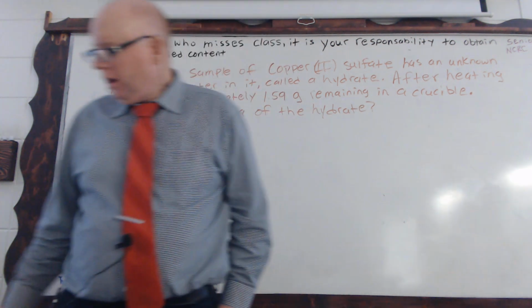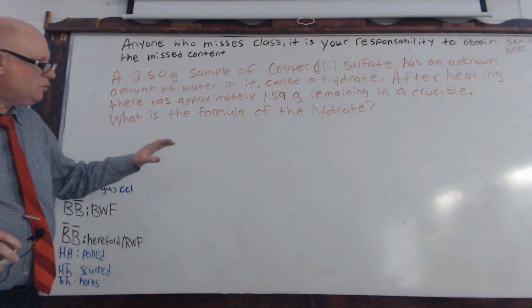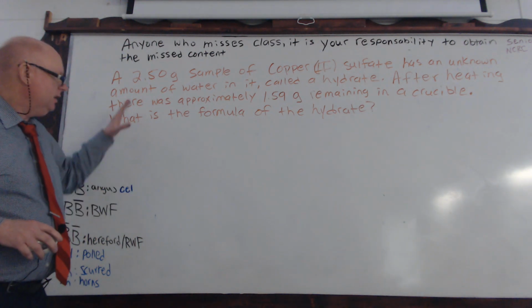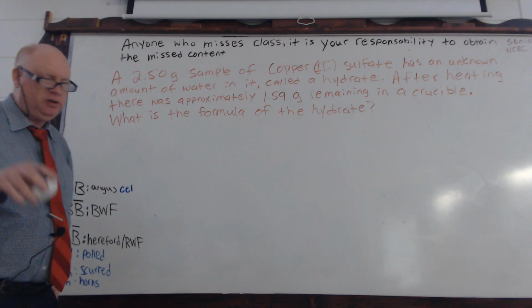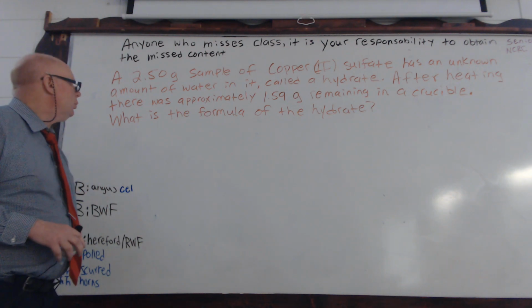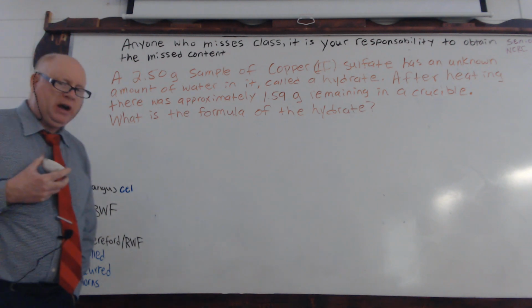Okay, so moving forward, when we look at this problem, you maybe want to hear me read this out, and then you might want to hit pause should you be tuning in a little later. But what it says is a 2.5 gram sample of copper 2 sulfate has an unknown amount of water in it called a hydrate. So after heating, there was approximately 1.59 grams remaining in a crucible. So what is the formula of the hydrate?